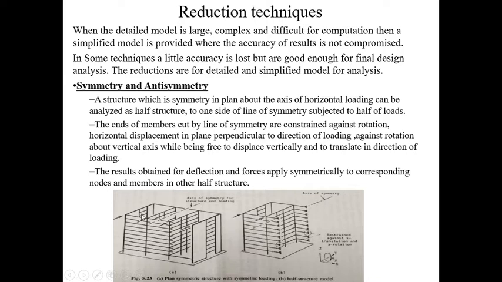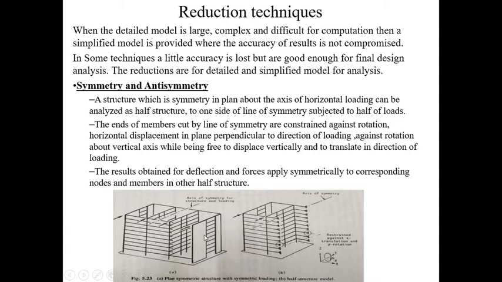On either side you can see it is the same. So a structure which is symmetric in plan about the axis of horizontal loading, where the load is acting along this axis, can be analyzed as half of the structure. When you cut it in half as shown here, it can be analyzed as half of the structure to one side of the line of symmetry, subjected to half of the loads. So if you cut the section and consider this half part wherein half the loads are acting, we can do the analysis this way.